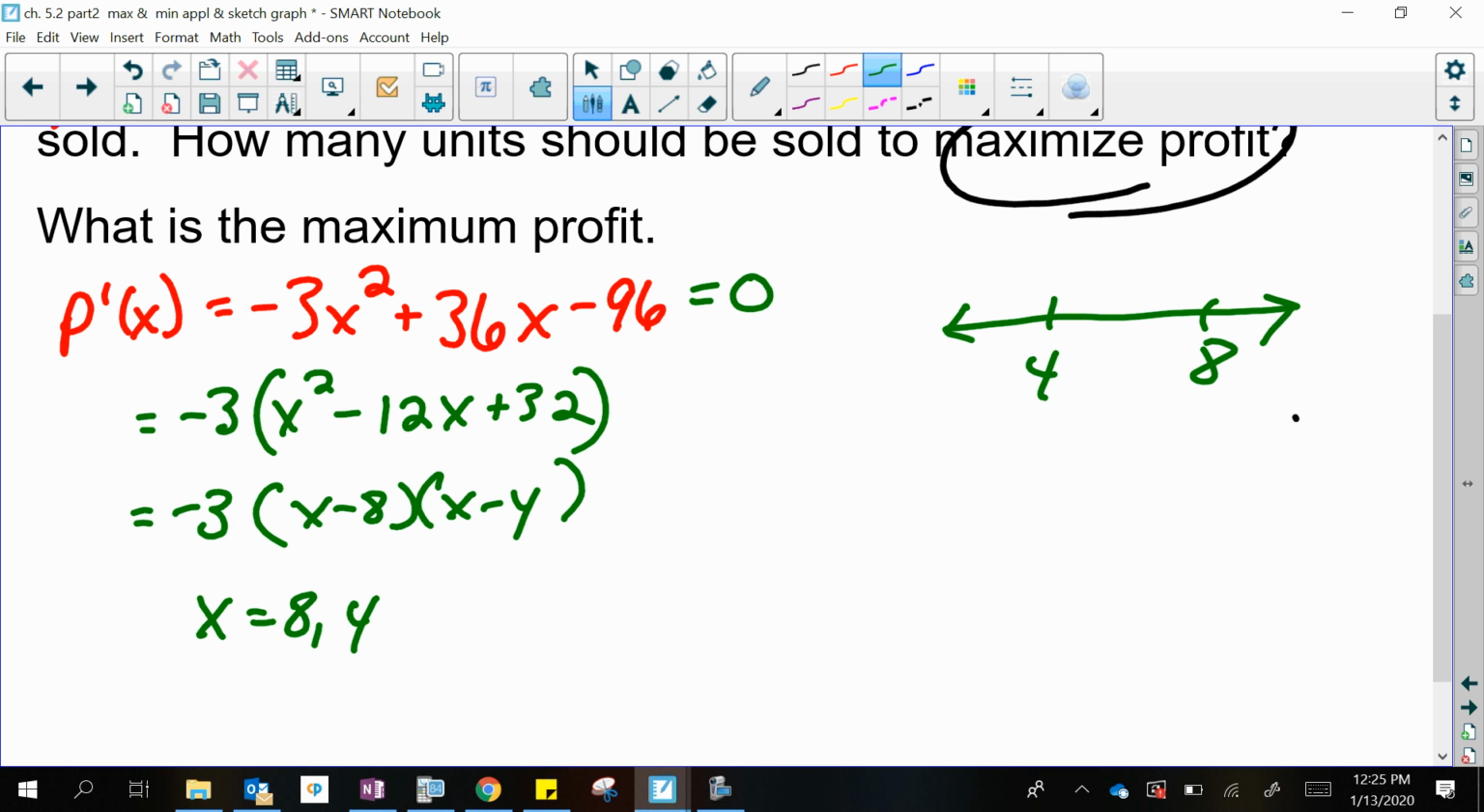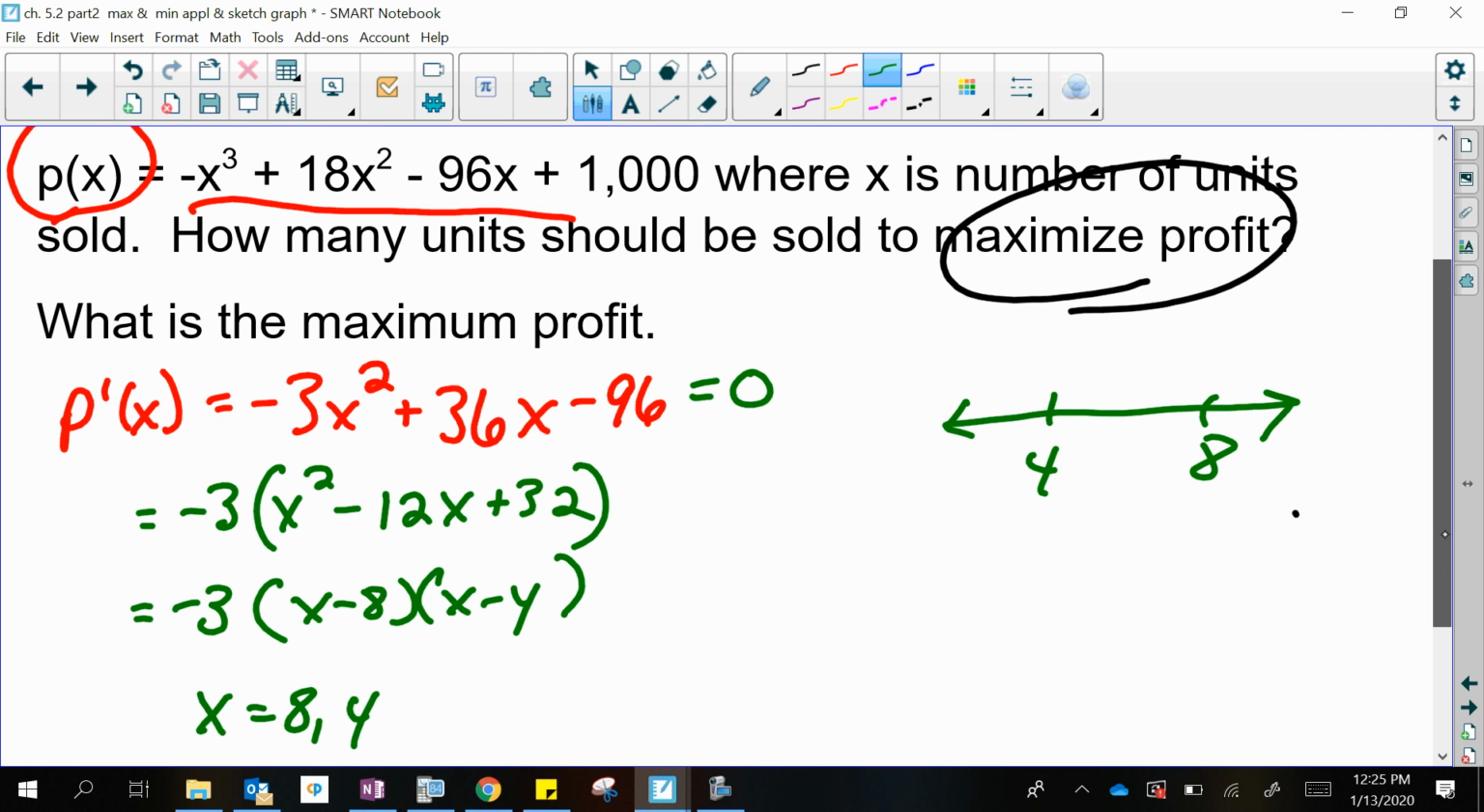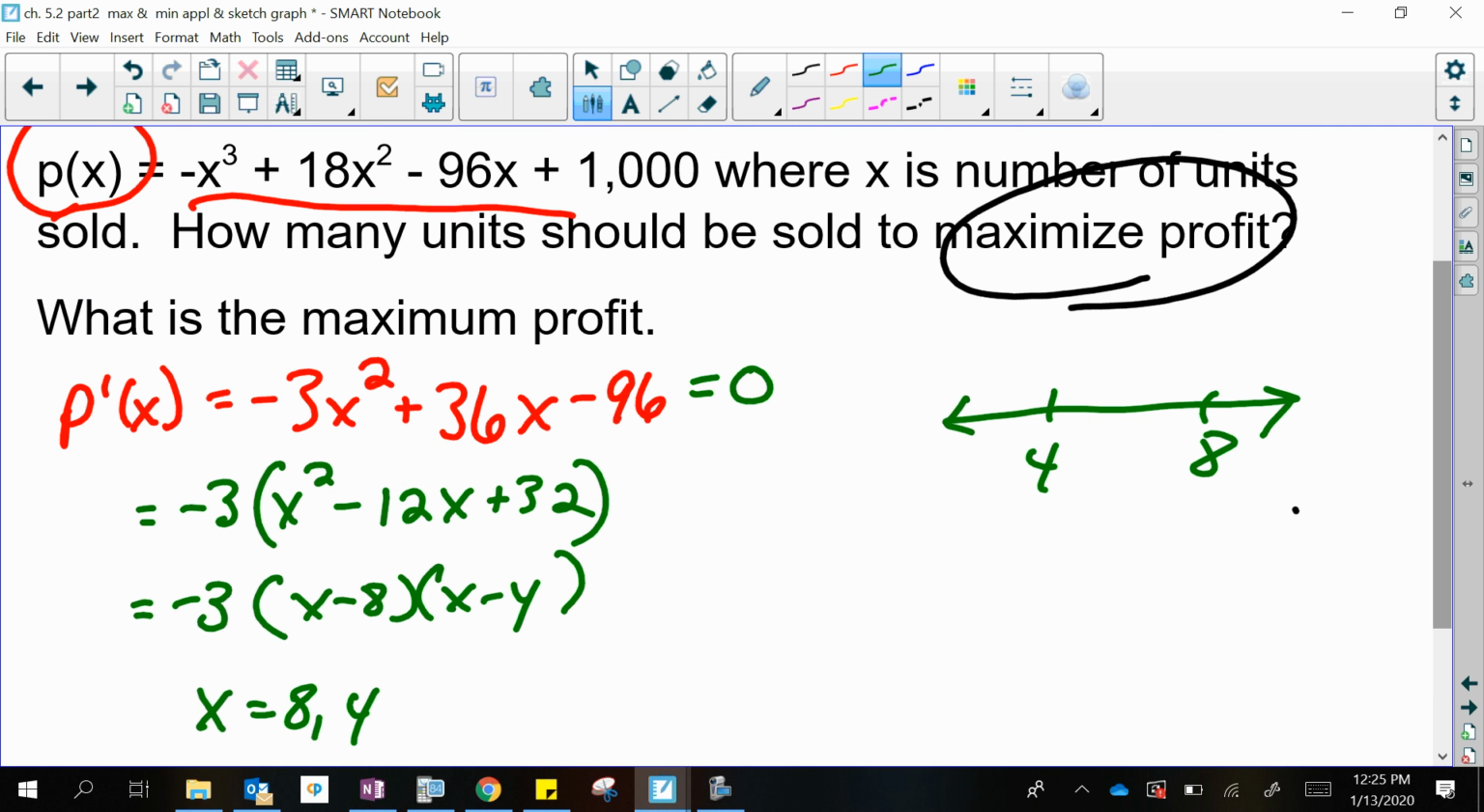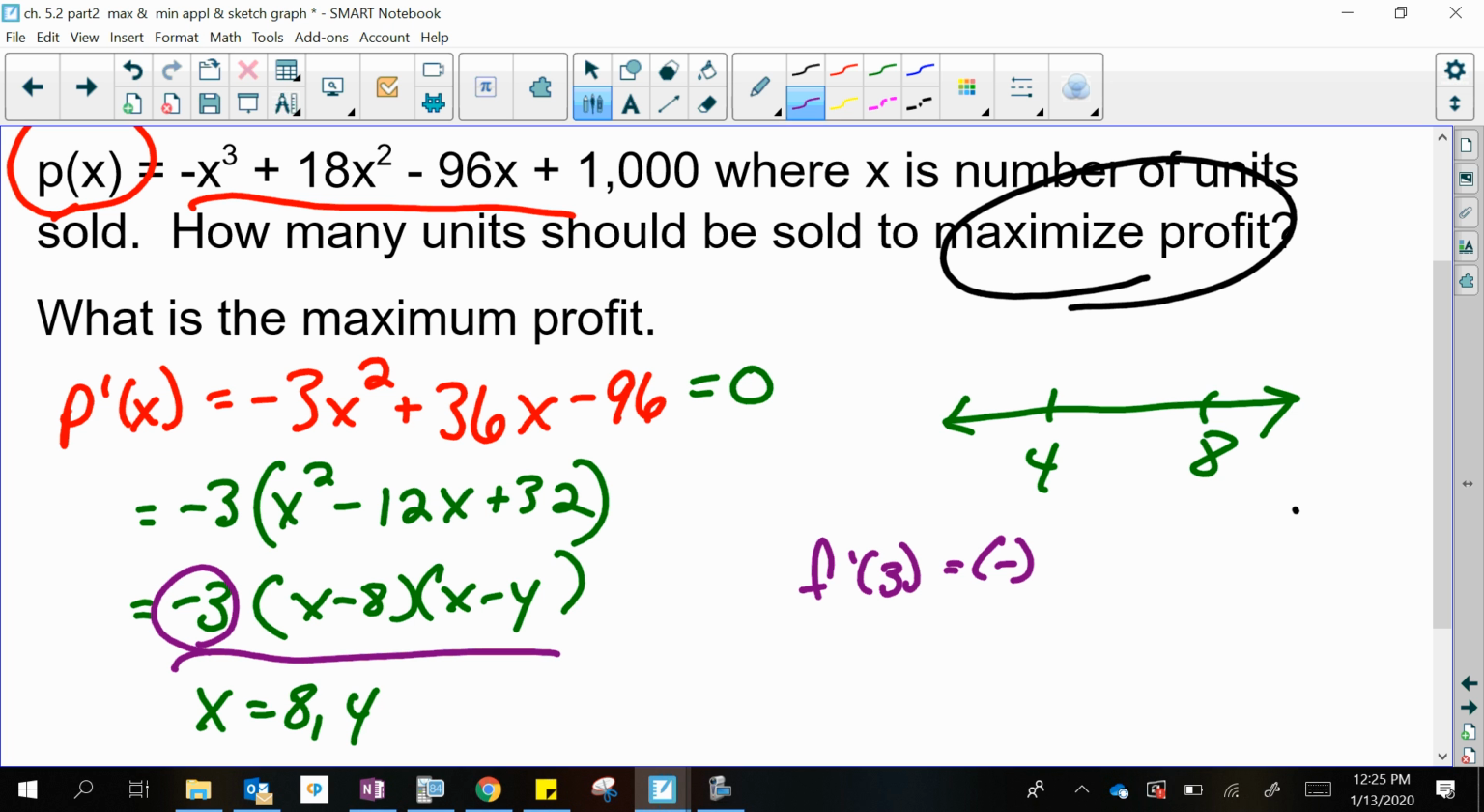And now I want to find out which one's a max, right? So which one represents a relative max? So I plug in, let's see, I'll choose 3 maybe, in the first interval, and I plug it into here. So again, don't forget this negative 3. So when I plug that in, I'm going to have a negative number for that. 3 minus 8 is going to give me another negative number. And 3 minus 4 is going to give me another negative number. So this is going to be negative.